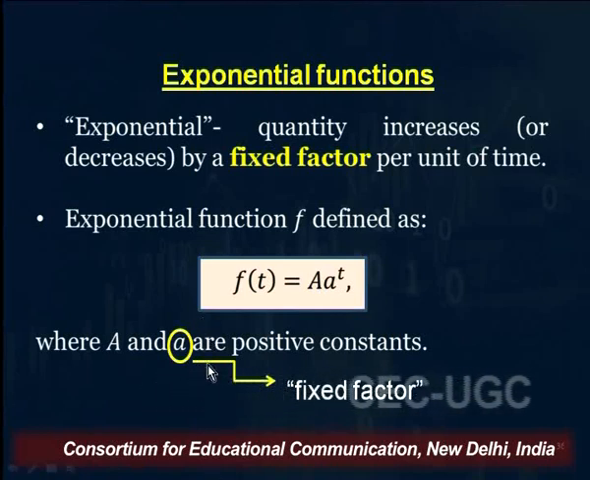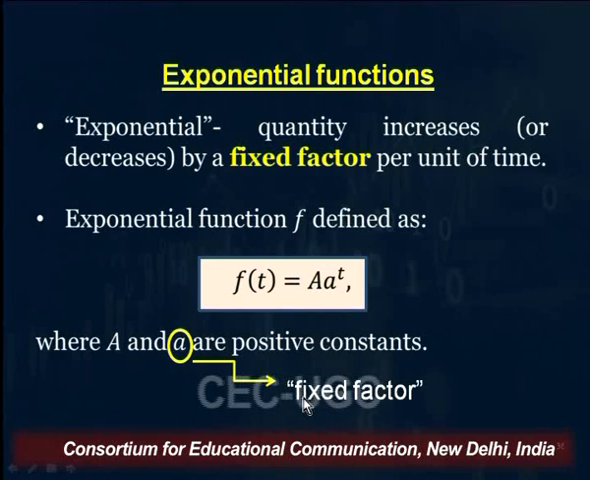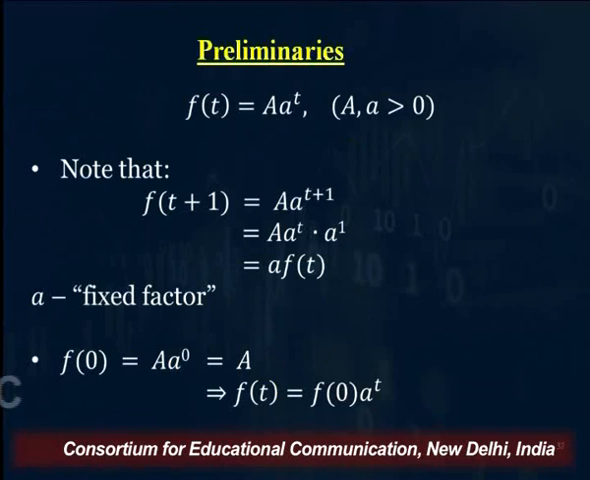And I will just show you in the next slide that it is this base here, this lowercase a, which is actually the fixed factor by which our quantity increases or decreases per unit of time. And you can see here that if, let's say, we take the function as capital A times small a to the power t, then the value of the function in time period t plus 1, by the way, in general, you could even take this as a function of x, but because we generally see how quantities increase or decrease with respect to time, that is why I have taken time as the independent variable.